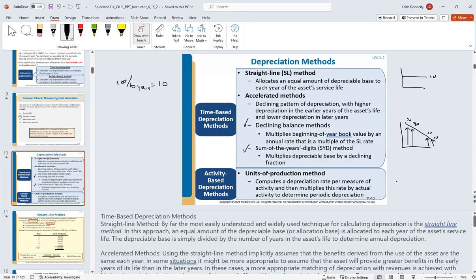Units of production, it depends. I'd have to see how many miles you actually drove the truck. It could be anything.